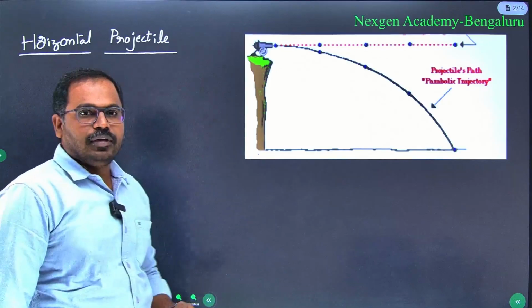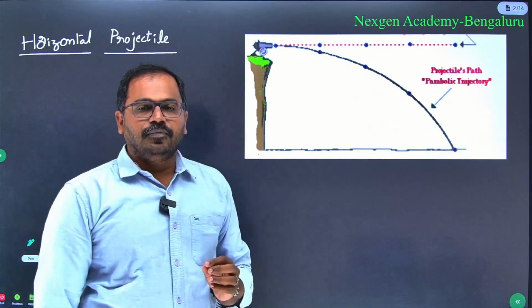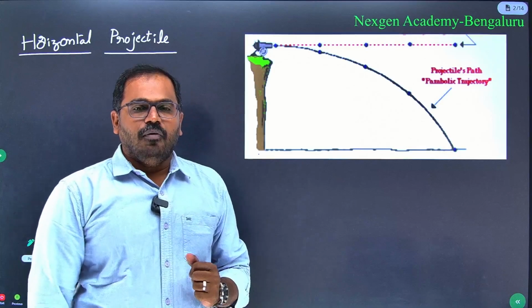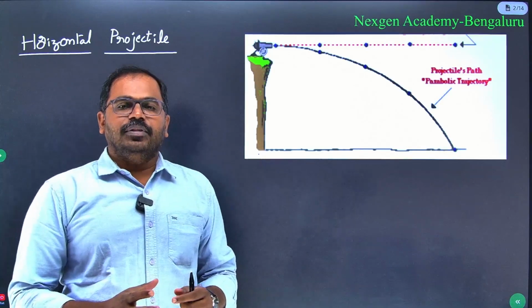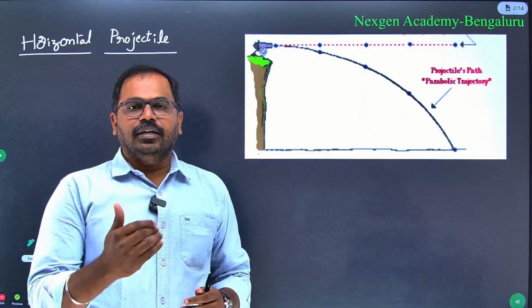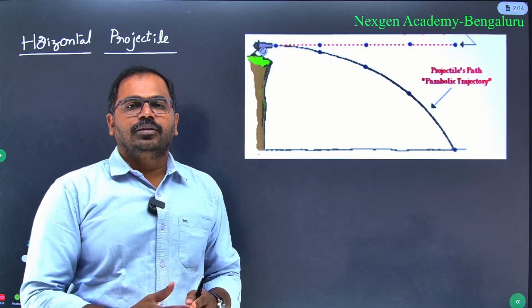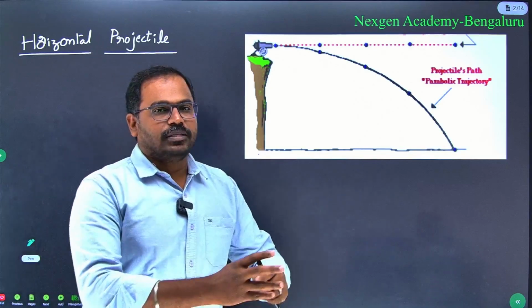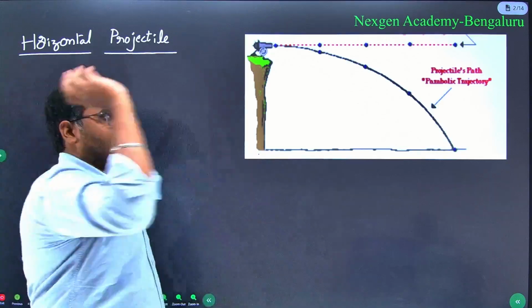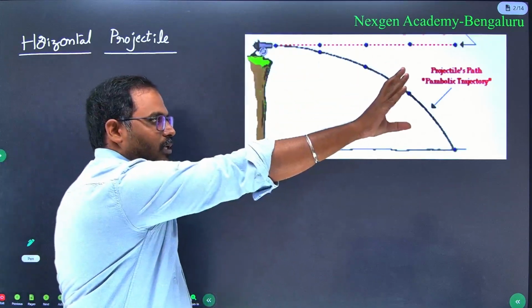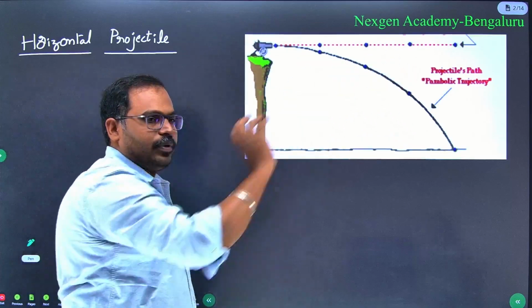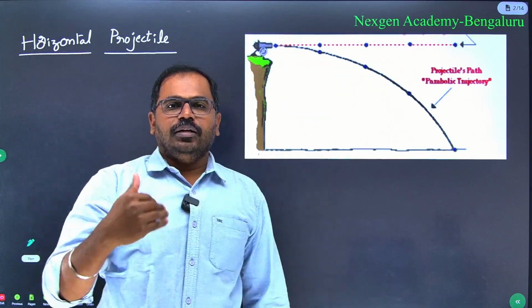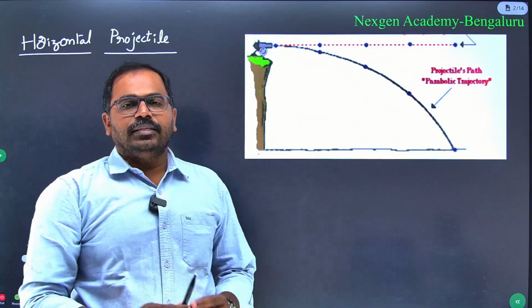Okay, so look at this. Here we have a diagram, a picture for the horizontal projectile. Whenever a body is projected horizontally with certain velocity from certain height, that body is called a horizontal projectile. If you project a body horizontally, not obliquely, meaning not at some angle, from certain height, that body is called a horizontal projectile.